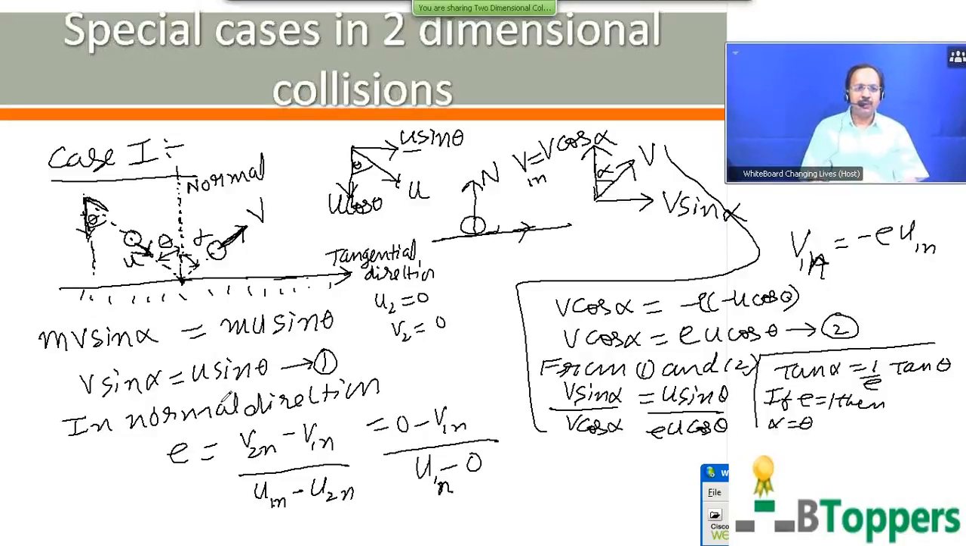And if you substitute e equal to 1 and alpha equal to theta in the second equation, you get v equal to u. That means if the collision between the ball and the plane is perfectly elastic, the ball rebounds with the same speed u with which it strikes the plane, and also at the same angle theta with the normal to the plane. I will show you the notes for this case in my next class.